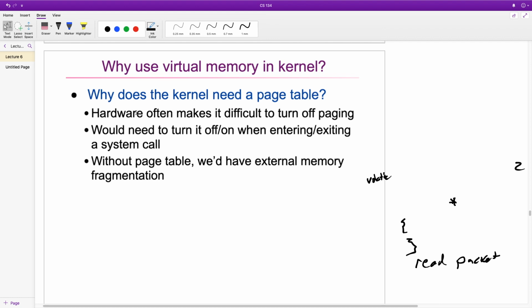And page tables allow us to avoid external memory fragmentation, because the kernel is going to be doing a lot of allocating and deallocating of memory as you open and close files and create and destroy processes. All of those are doing the equivalent of mallocs and frees, and that can get you into this problem of external fragmentation. By doing it on page boundaries, we can have contiguous virtual memory referring to non-contiguous physical memory.